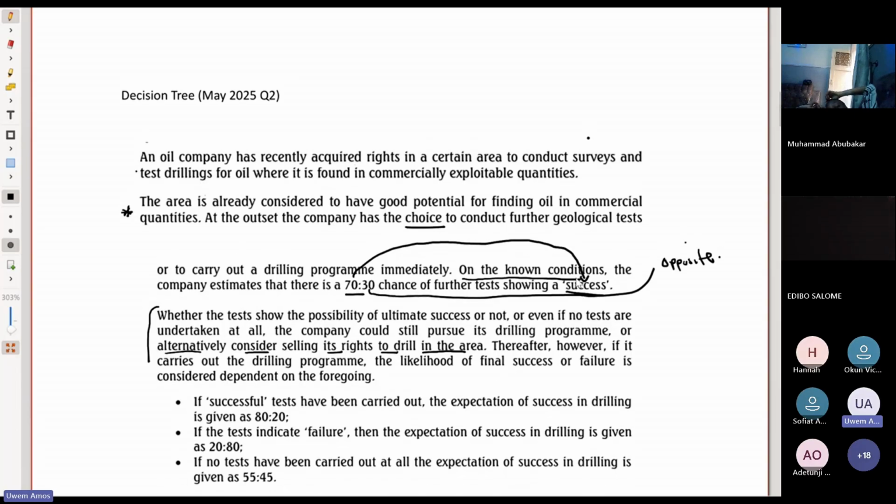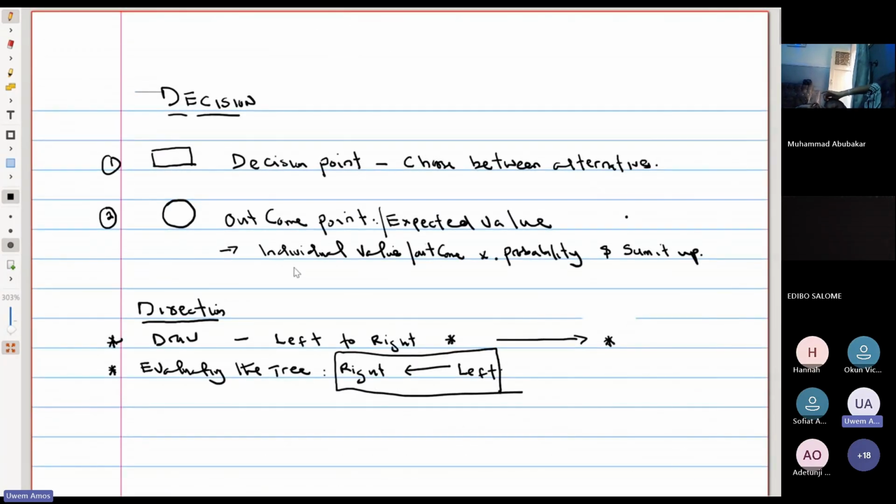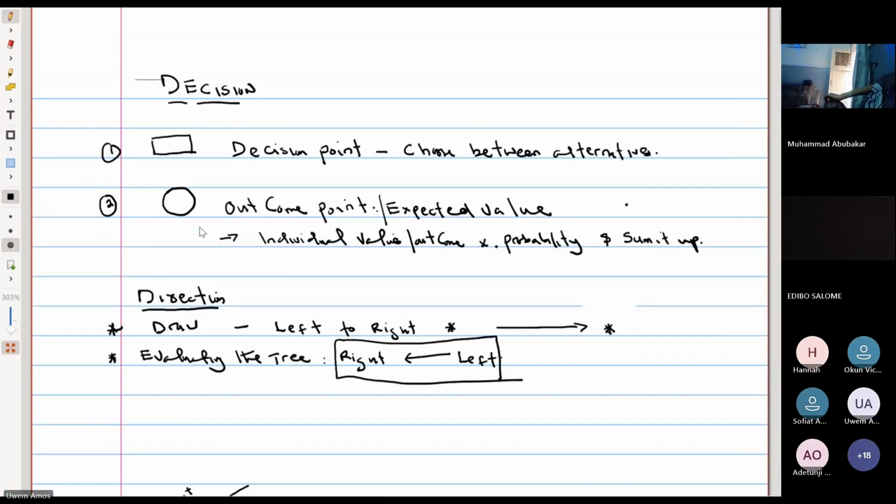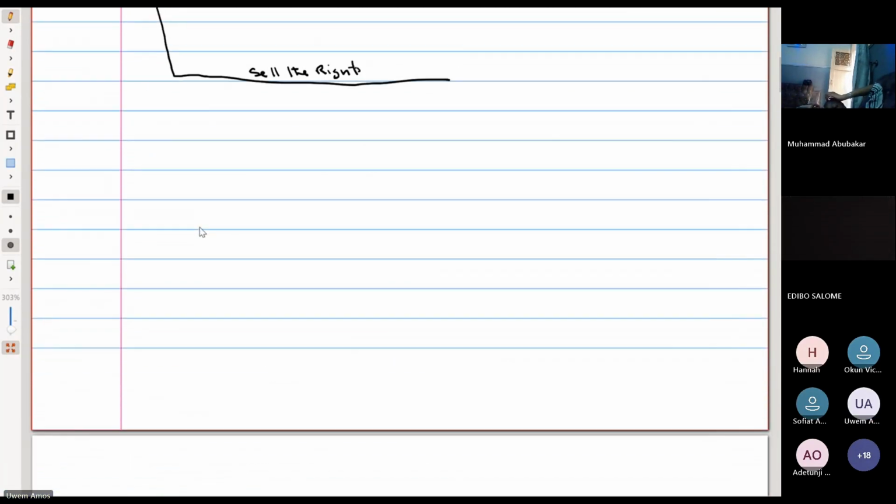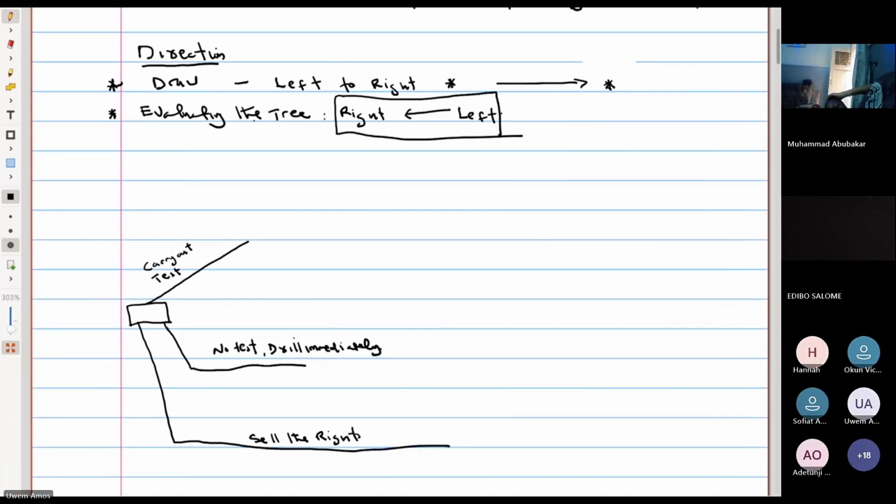So because those are expected outcomes from a decision, we're going to make use of the outcome symbol. So let's make use of that. So you carry out the test, you expect two outcomes. The outcome would be that our test shows that we are successful, shows that our test indicates that it's successful, and the probability of that happening is 70%, which is 0.7.